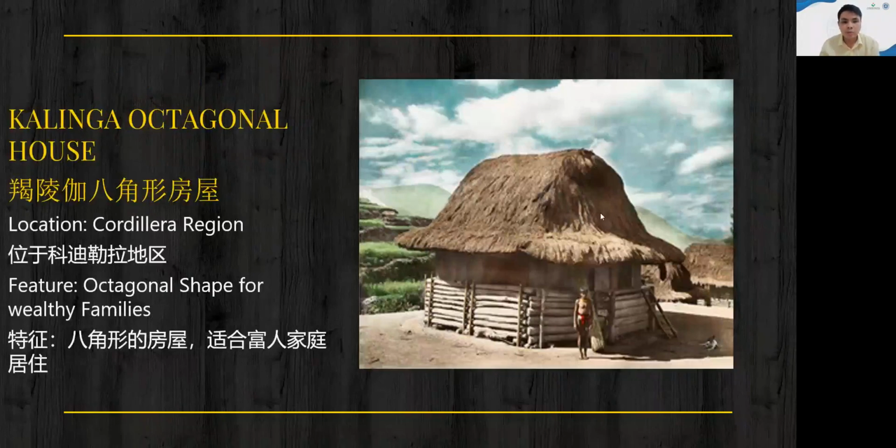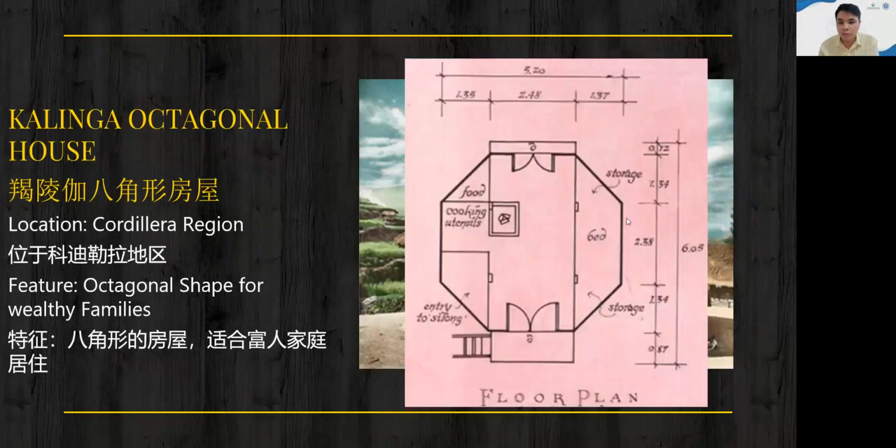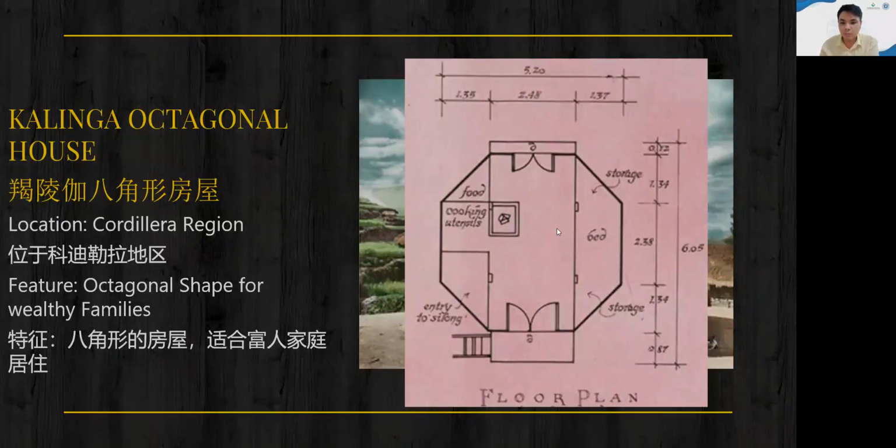So the next one will be the Kalinga Octagonal House, still located in the Cordillera region. The main feature would be its octagonal shape, for wealthy families. This is a typical floor plan of the octagonal house. The distinct feature of this version is obviously its octagonal shape, and the floor of this type of dwelling can be removed and cleaned through the river.